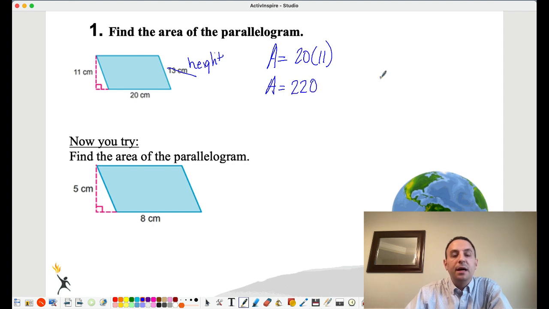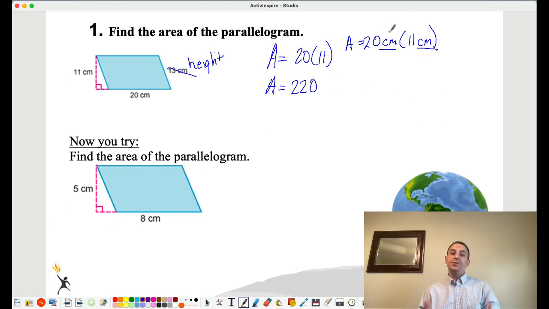Now, the one thing about this that I want to talk about, and a lot of people don't think of, is it's really 20 centimeters times 11 centimeters. I alluded to this earlier in class. I'm not going to force you guys to write the units here, but I want to make sure we understand it. When we talk about units like this, we're treating them really as a set of variables. We're not just thinking of them as just a number.